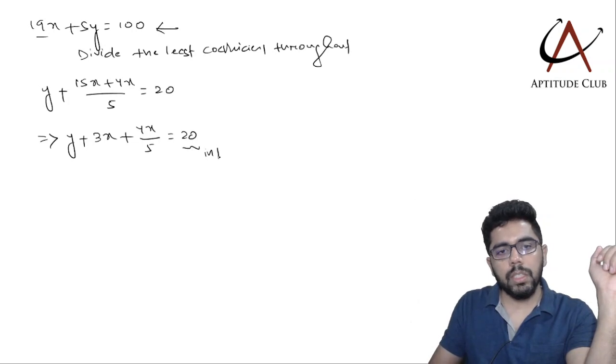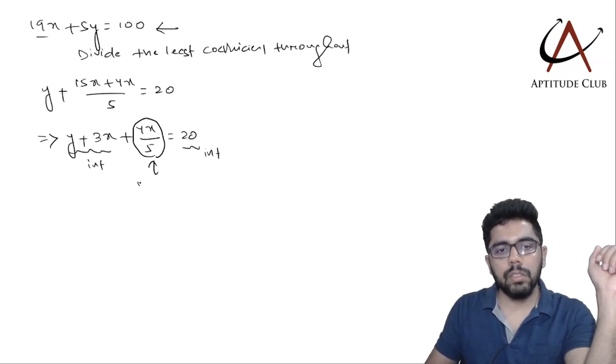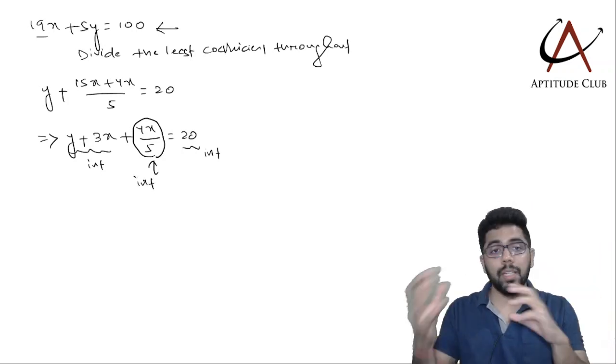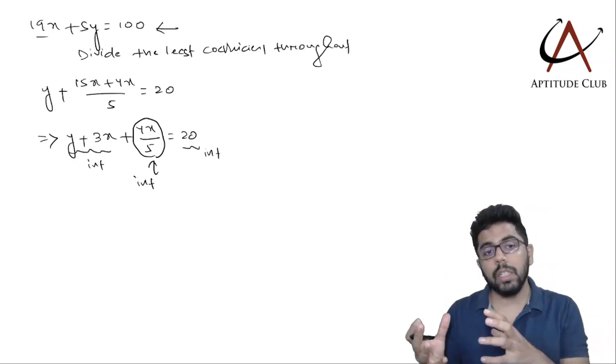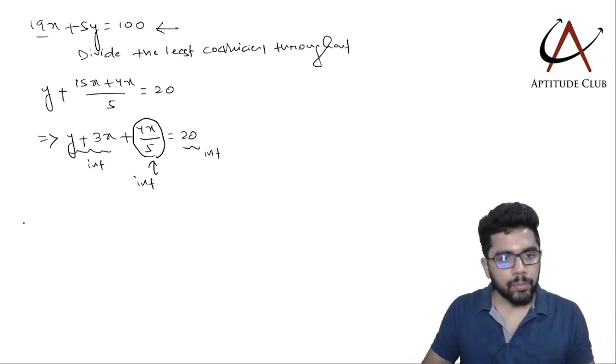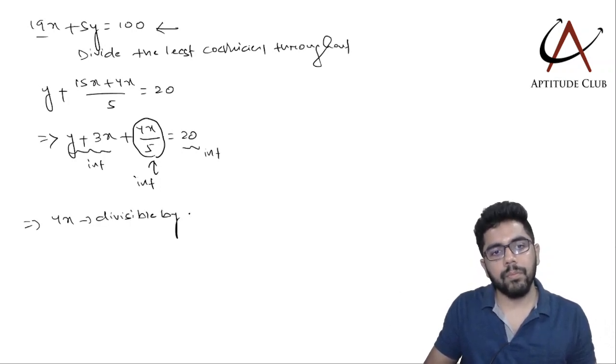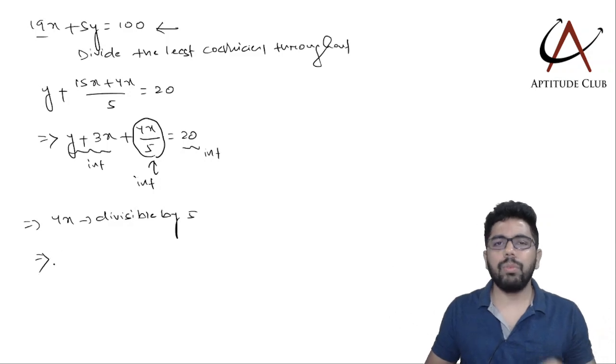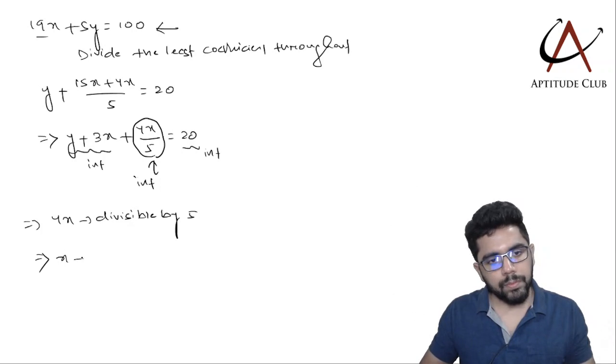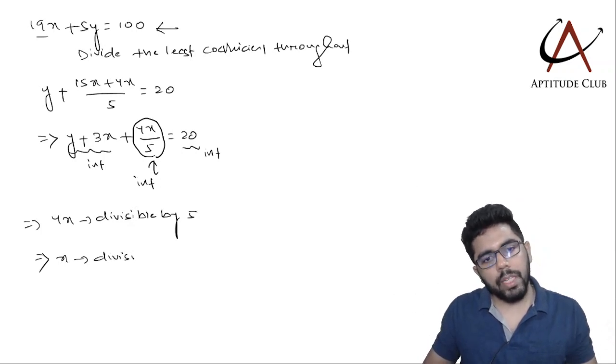Now 20 is an integer, y plus 3x is an integer, which tells me that 4x by 5 must be an integer. Or else how will LHS and RHS be the same? If the RHS is an integer, LHS has to be an integer. This implies 4x should be divisible by 5. Now in 4x, 4 doesn't contribute to the divisibility by 5, so x must be divisible by 5.